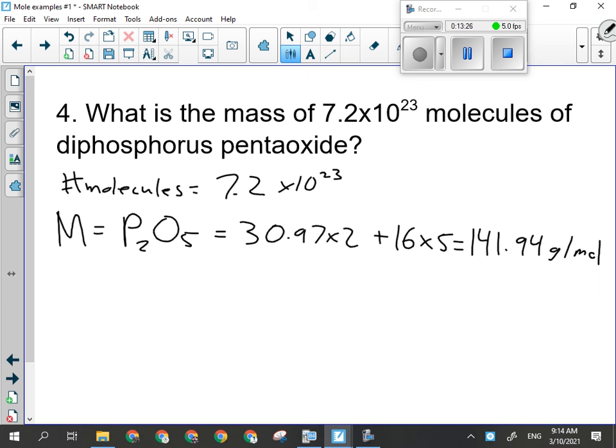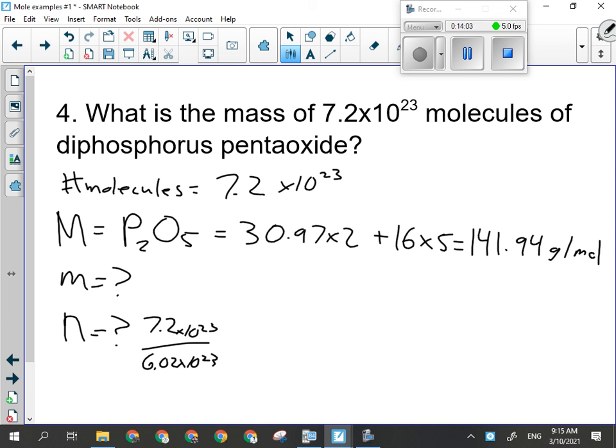I'm supposed to find little m. In order to get little m, I need the number of moles. I can use Avogadro's number and the number of molecules to get this, as long as I understand that this is the number of molecules, and Avogadro's number is the number of molecules in 1 mole. If I divide those two numbers, then I'll know the number of moles. Everybody okay with that? So n is going to equal 7.2 times 10 to the 23 divided by 6.02 times 10 to the 23.